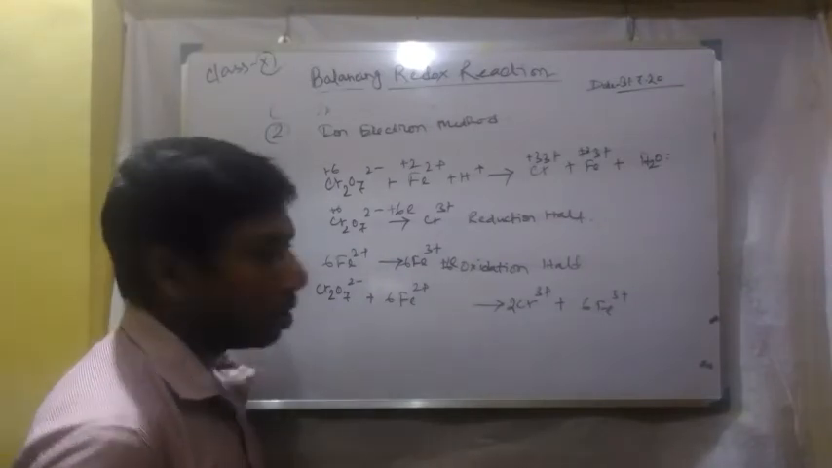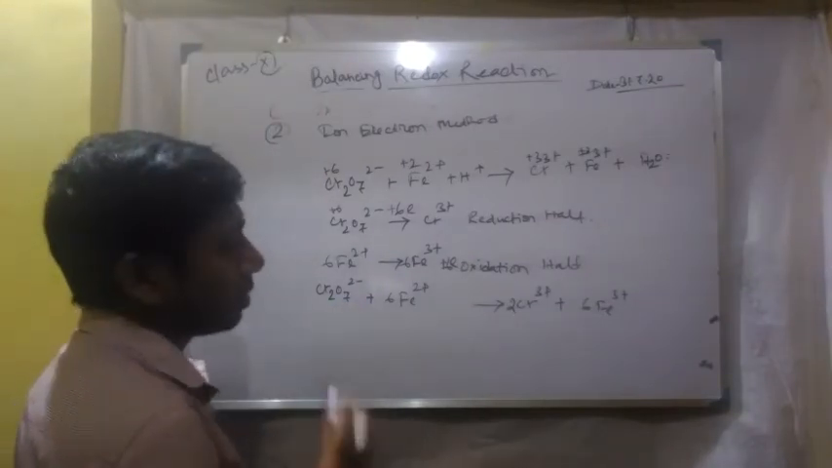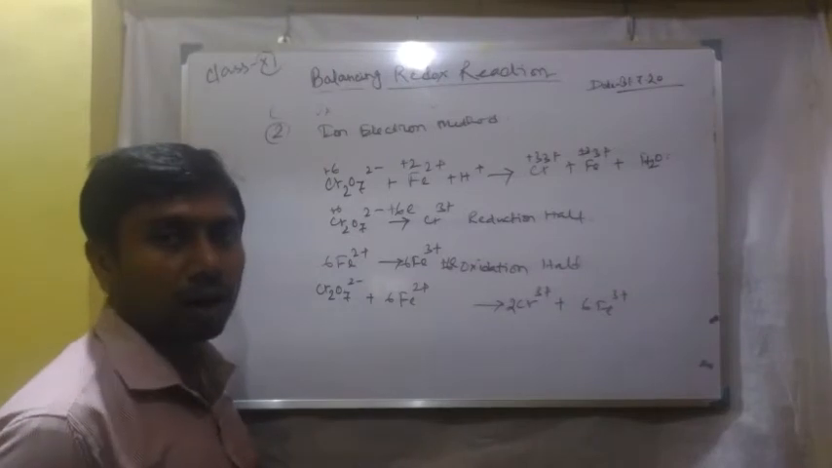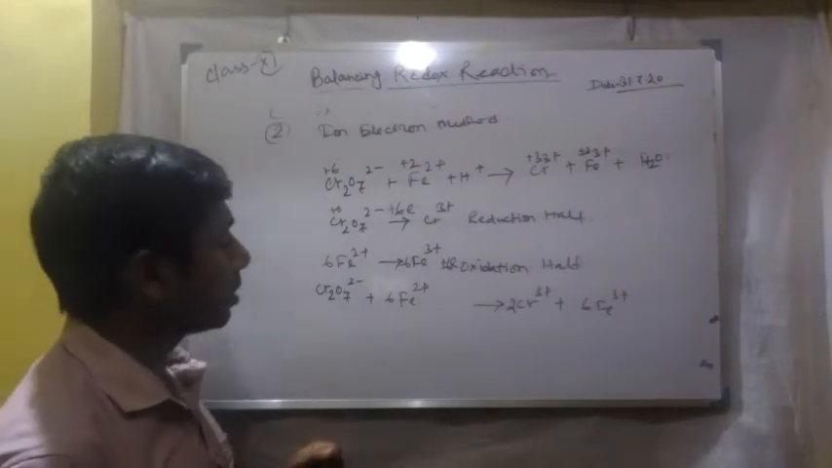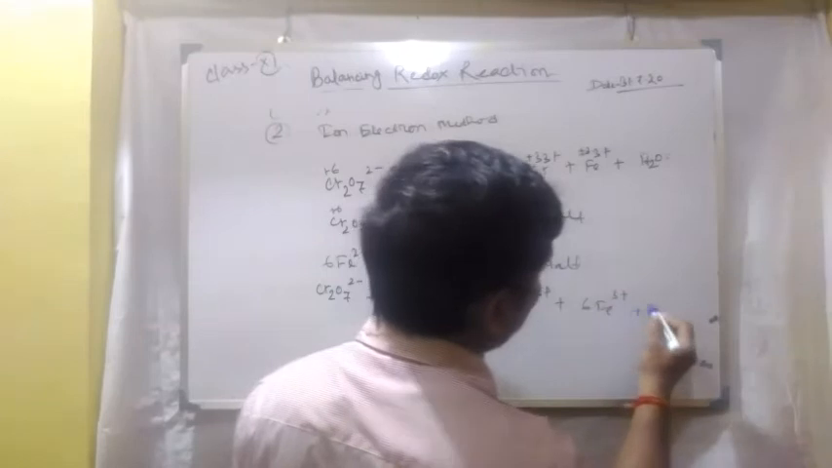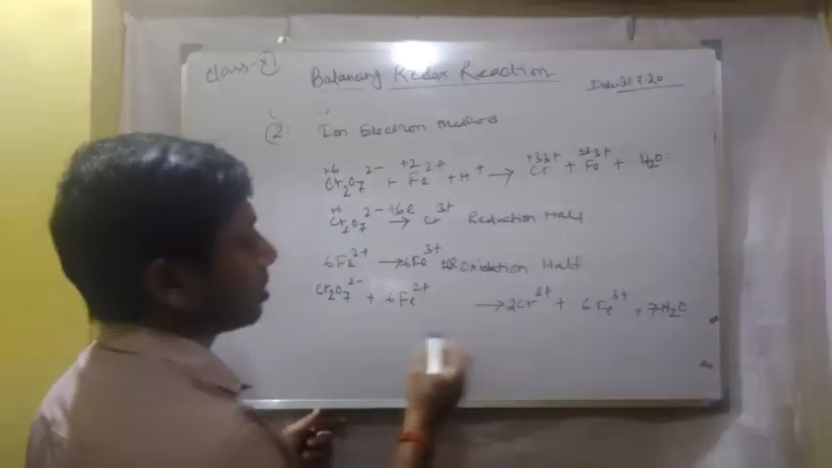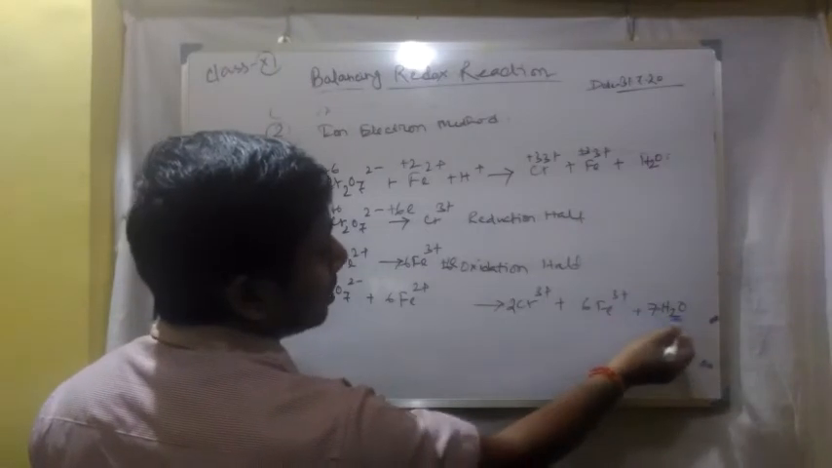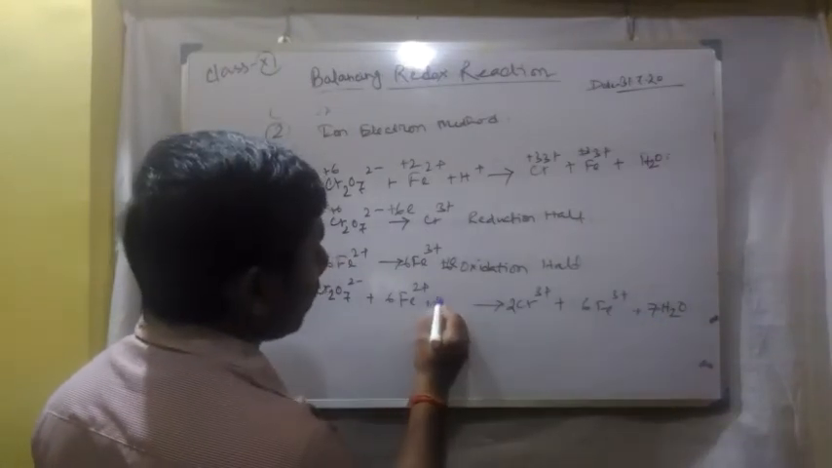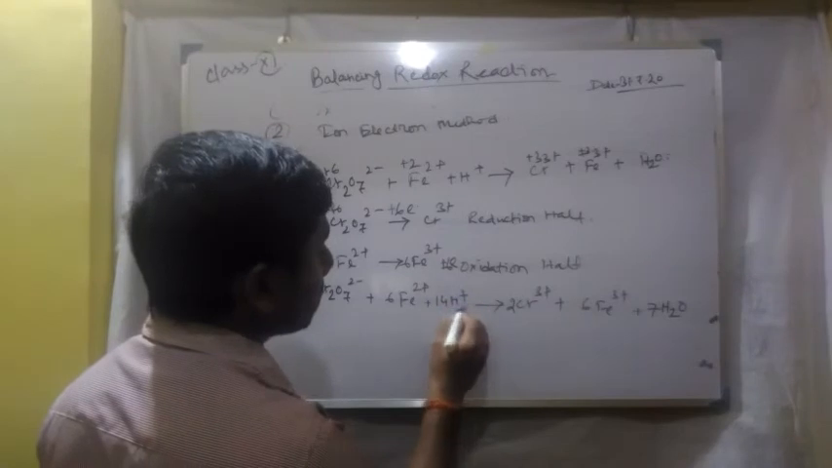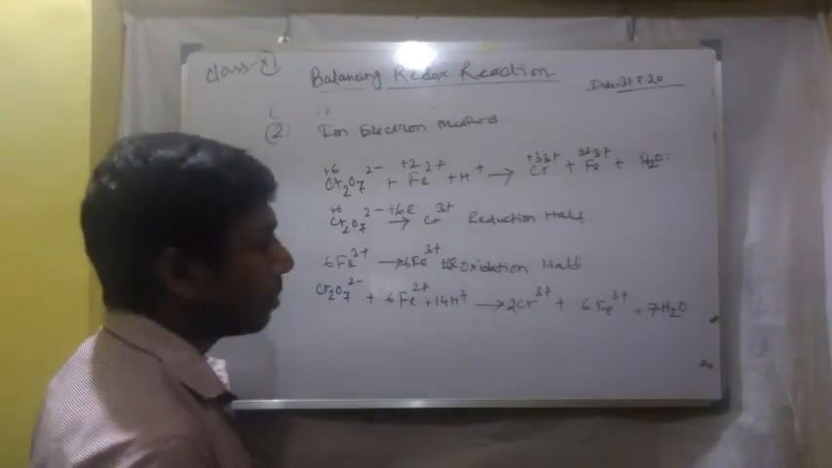Now the number of oxygen atoms is 7. So I have told you earlier how we can balance it, by using water molecules, 7H2O. Now oxygen is balanced. Now to balance the hydrogen, here we should use 14H plus. Now the reaction is balanced.